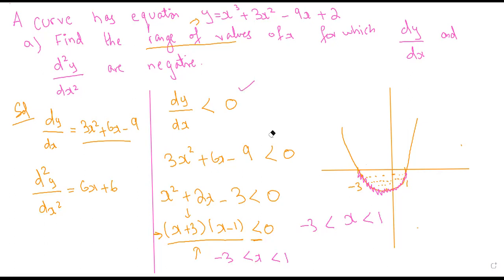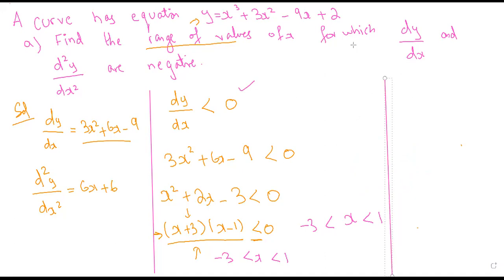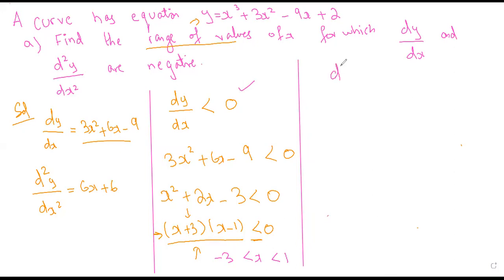Let's check what we get for the second derivative, because we have the condition on that as well. It says second derivative should also be less than 0. So the second derivative was 6x plus 6 less than 0. I can take 6 out and this is what I am going to get. So x is less than minus 1. All right. This is what I am getting.